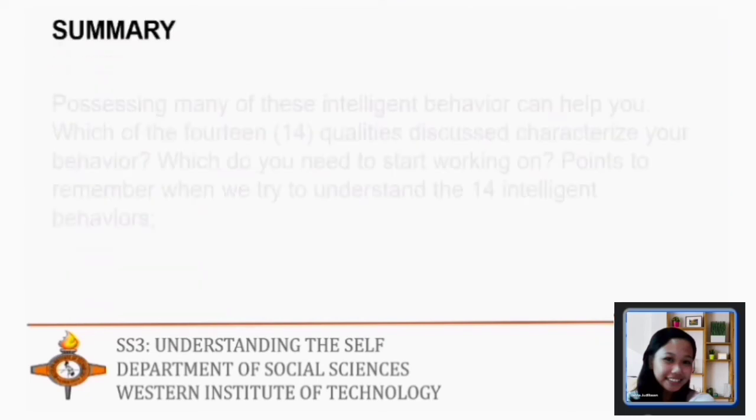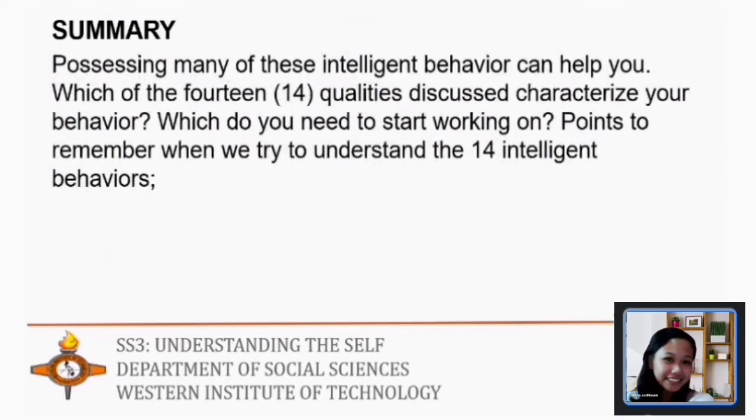In summary, possessing many of these intelligent behaviors can help you. Knowing yourself, how you handle and carry yourself, is a must. When we were discussing the 14 qualities, did you realize whether you already possess some of them or what else you should do in order for you to possess them? And here come the questions. Which of the 14 qualities discussed characterize your behavior? Which do you need to start working on?